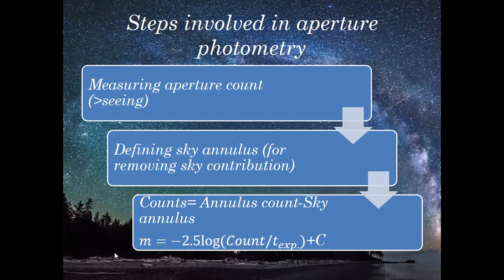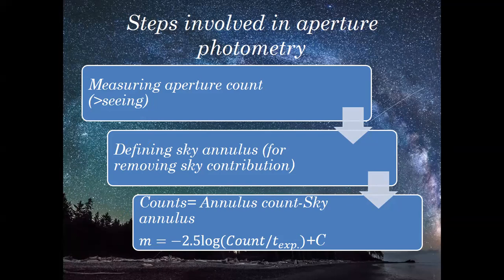Okay. Fine. So now let us study the steps involved in aperture photometry. What are the steps involved? First, in order to find the contribution of the main image, we need to measure the aperture count, that is the pixel count of the image, the object that you look at or study. The second step is defining the sky annulus for removing the sky contribution. So now you need to calculate the pixels where the sky contribution or the sky noise is more. Those pixels you calculate from the second step.